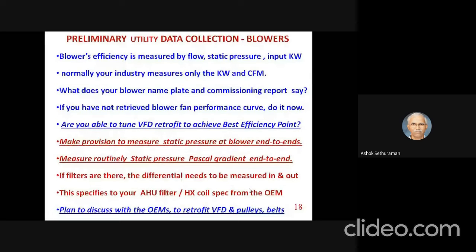If filters are there across the blowers, especially in the HVAC segment, the delta P across the filters has to definitely be monitored. Then only can we give the proposal on all the AHUs that is possible. Also plan to discuss with the OEMs or with the industry to retrofit VFDs and resized pulleys and belts, with cogged belts instead of V belts. This gives an enormous savings.